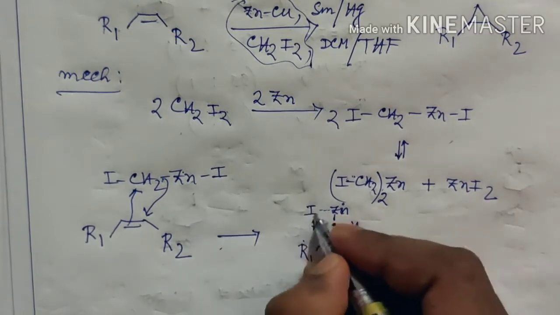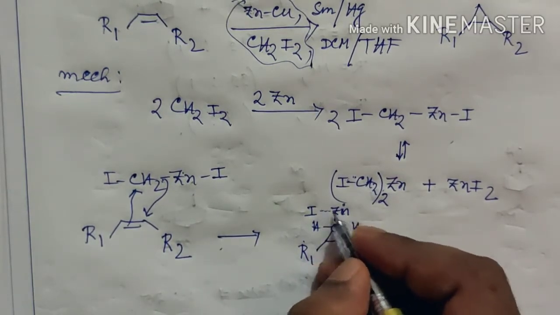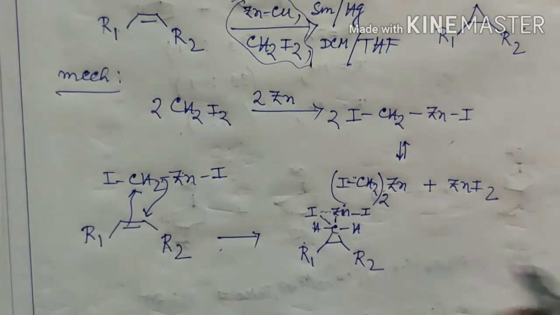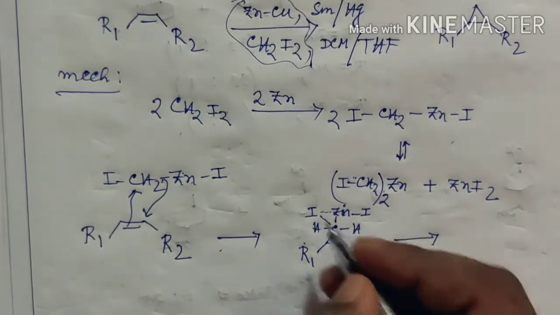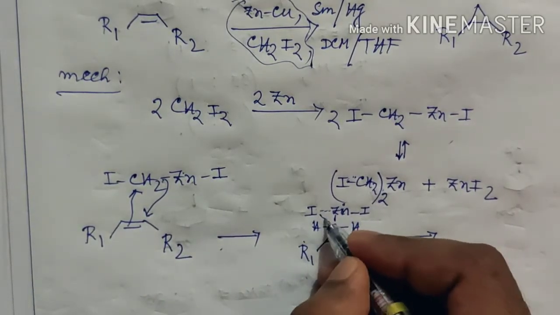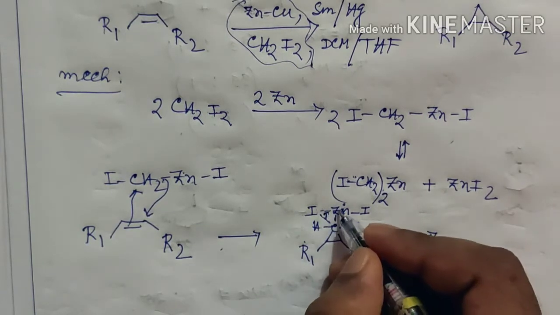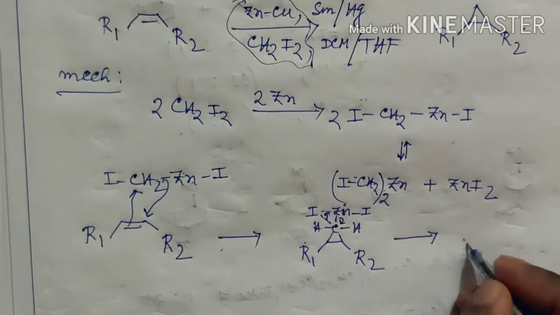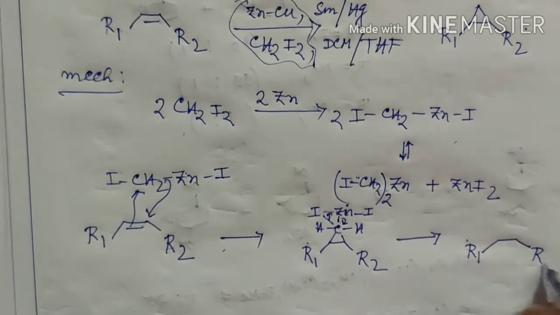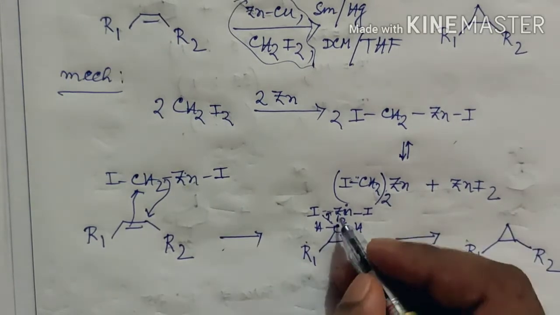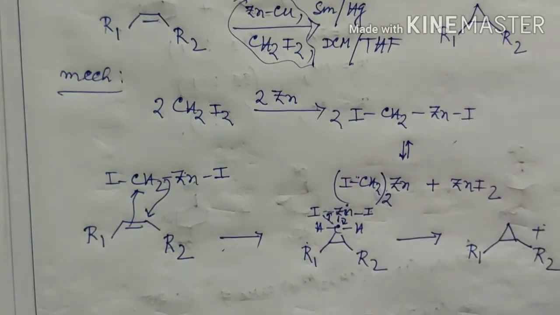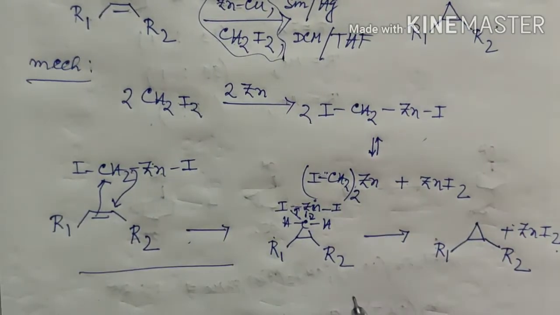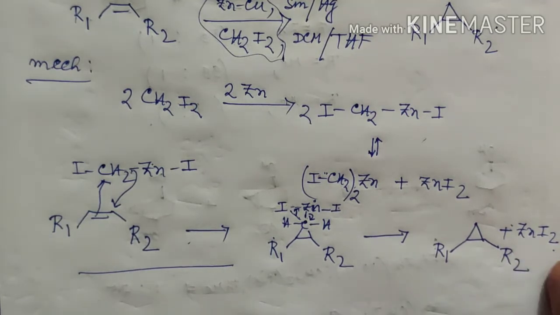That is, there is an interaction of this carbon-iodine bond to zinc. Here is iodine, and ultimately this carbon-iodine bond will break and this zinc-carbon bond will break in this fashion and will result in the formation of a cyclopropane ring along with zinc iodide. This is the possible mechanism for this reaction.